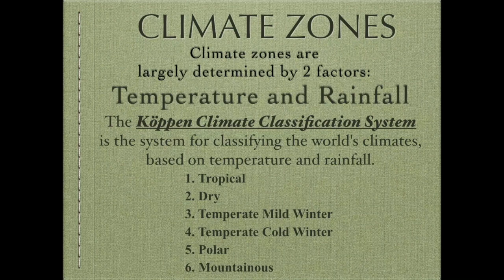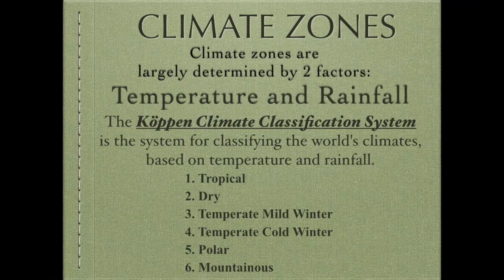The climate zones. Climate zones are largely determined by two main factors, and that's temperature and rainfall. Now, the Köppen climate classification system is a system for classifying the world's climates, and this is based on temperature and rainfall. There are six main climate zones that we're going to focus on.